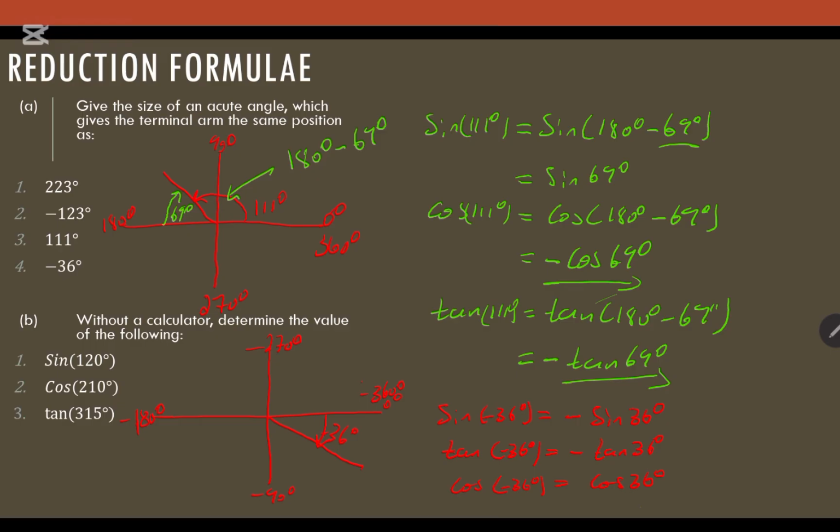So this is basically the reason why we have to reduce the angles. We are reducing the obtuse angles or reflex angles to the size of an acute angle that gives the same position of the terminal arm as those angles. Let's look at question B.